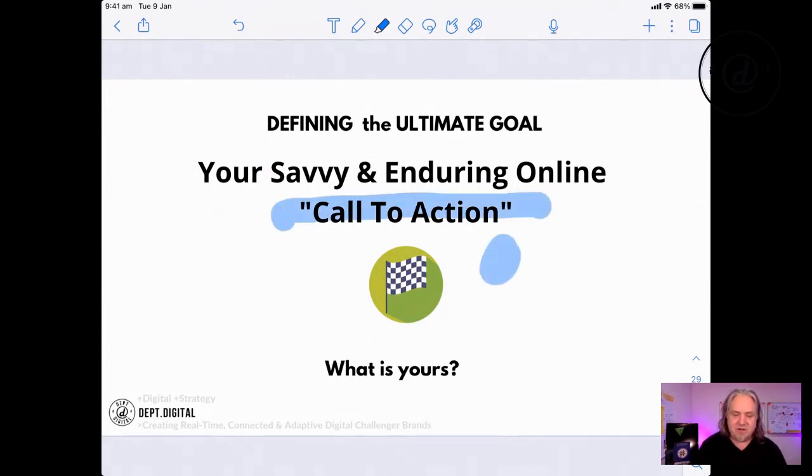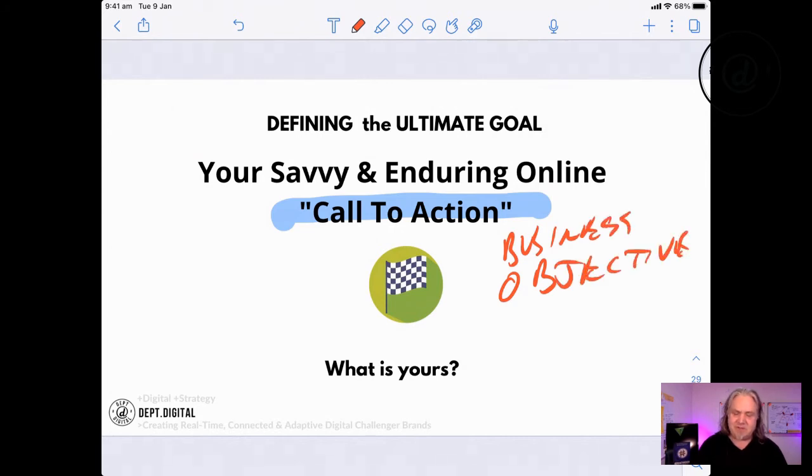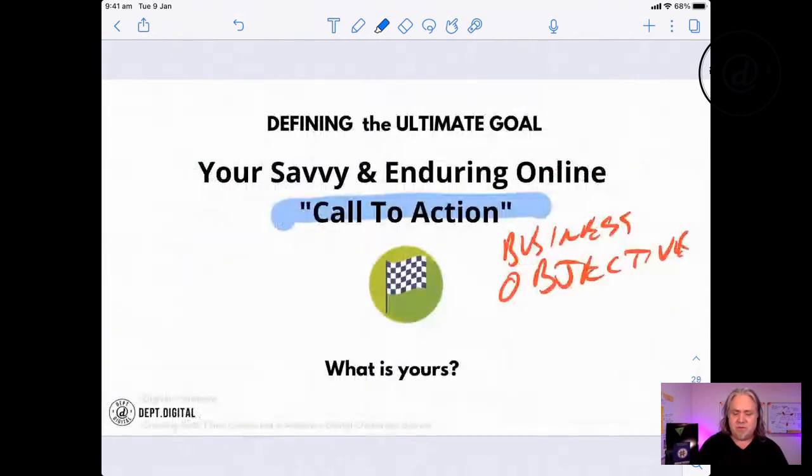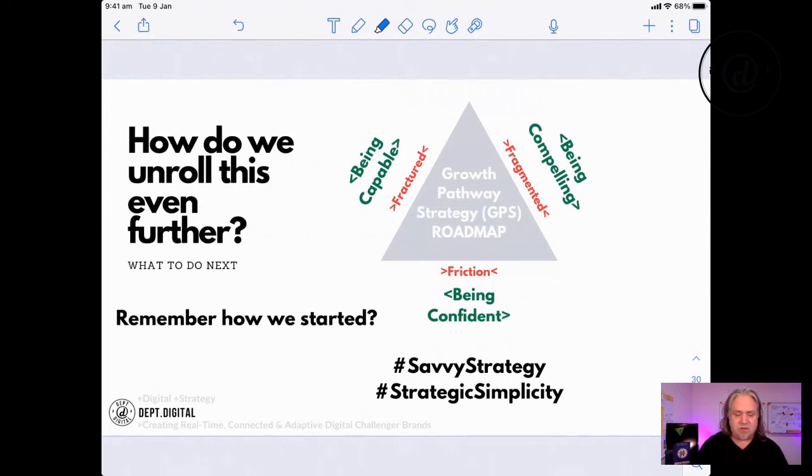This is your business objective. And again, a lot of businesses actually haven't written this down. So writing it down, saying this is my business objective, this is my call to action for my customer, for my audience, that's what gives you that traction. Because you can plug it into that ultimate growth pathway that you want to move forward on, and that's the ultimate goal that you want to achieve here as well.